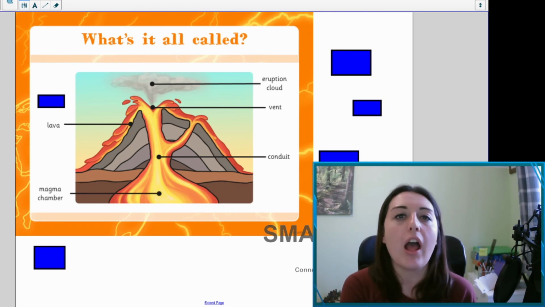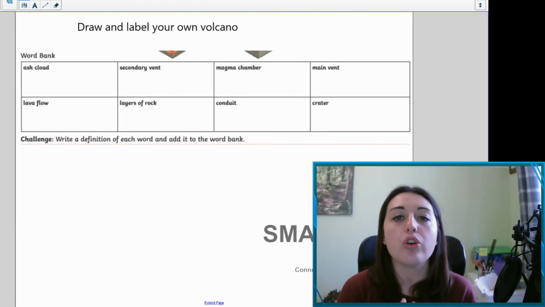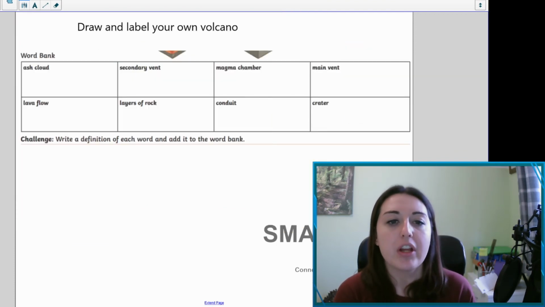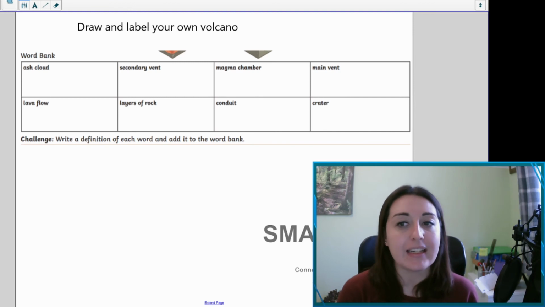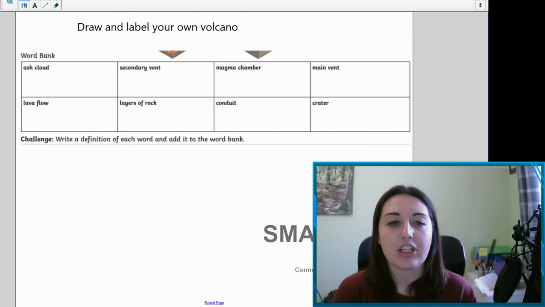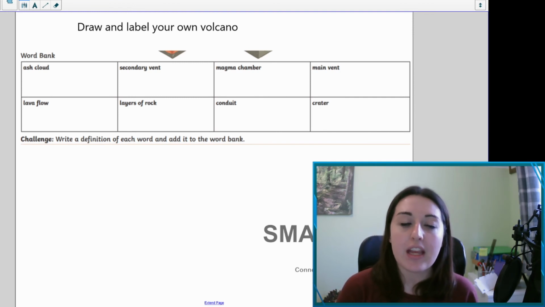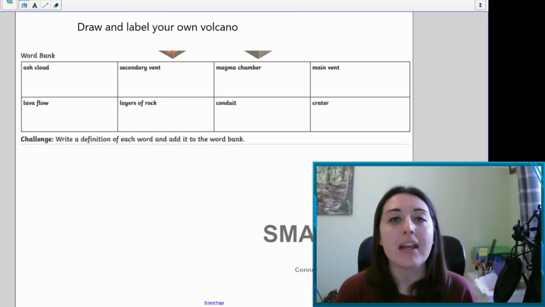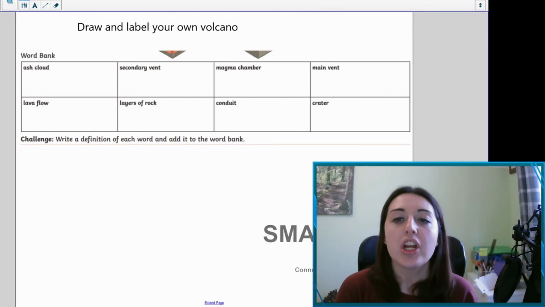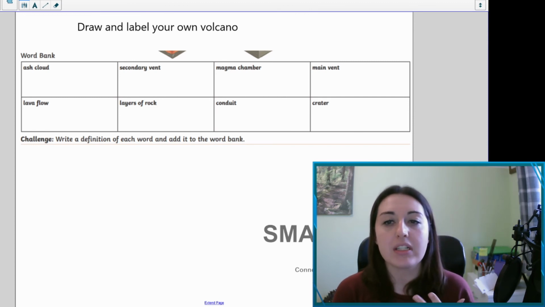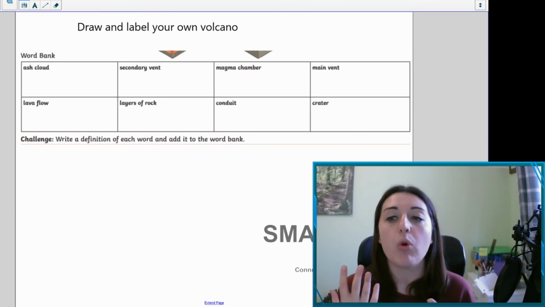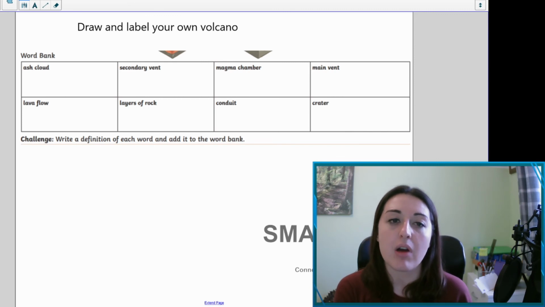So your mission today is we would like you to draw your own volcano. So we've given you a word bank that is here, which we would like you to use. Now, some of the words on this list we haven't talked about, but you may want to do a little bit more research to find out what the secondary vent is and what the crater is, those things that you might want to have a think about. But the rest of them we have talked about.